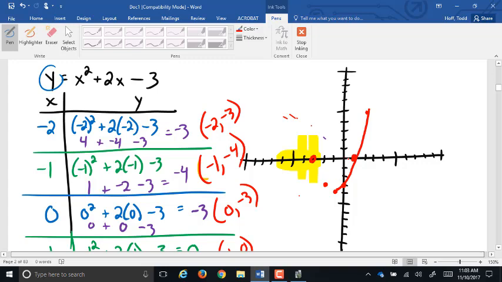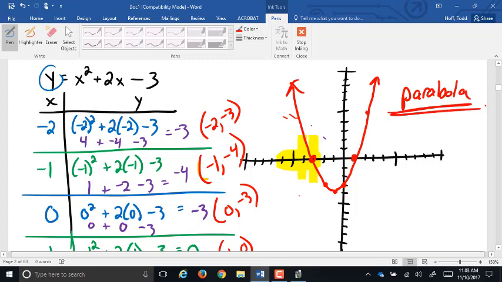You're noticing some symmetry here, I'm guessing. Yes, it's going to look like that. This is what we refer to as a parabola. It makes that shape because, of course, it's an x squared in there.